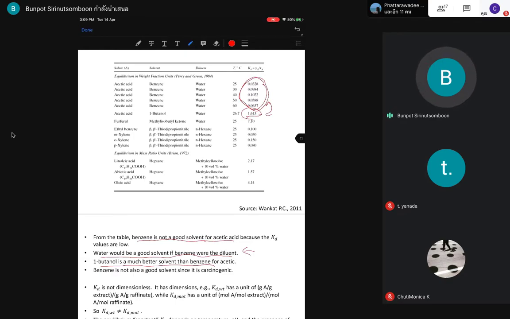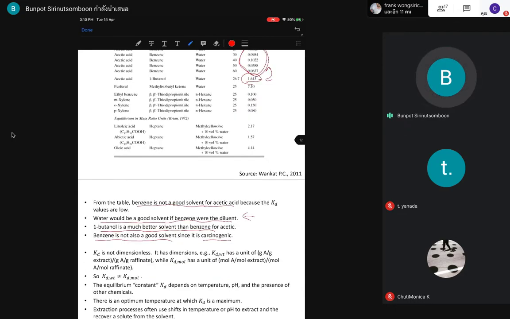Also, this is something you should keep in mind: benzene is not a good solvent because it's carcinogenic. Basically, it can cause cancer. Benzene is a dangerous, toxic hydrocarbon solvent, so if possible, you want to avoid using it.